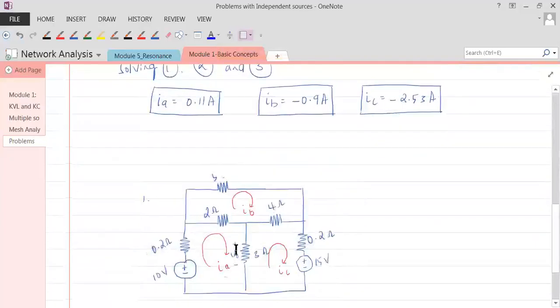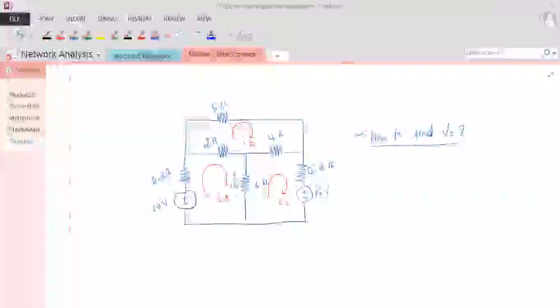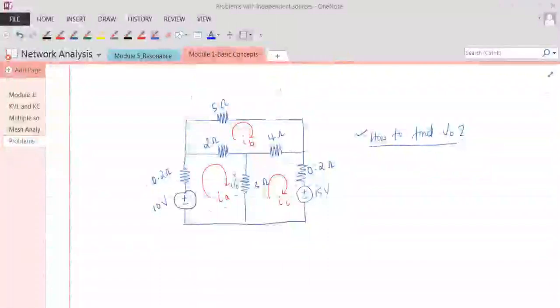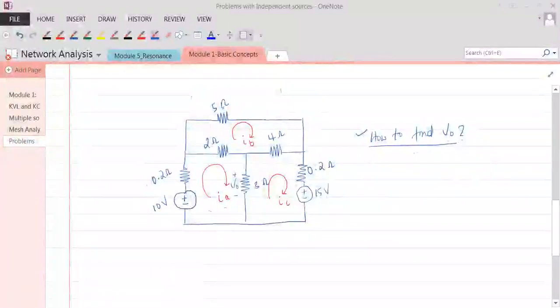Fine. That's what I'm saying. Suppose you need to find out V naught. What do we need to do is the question. Here is V naught. V, you should not forget. V is given by I into R. Here, what is asked to be found out? Suppose we are asked to find out V naught.